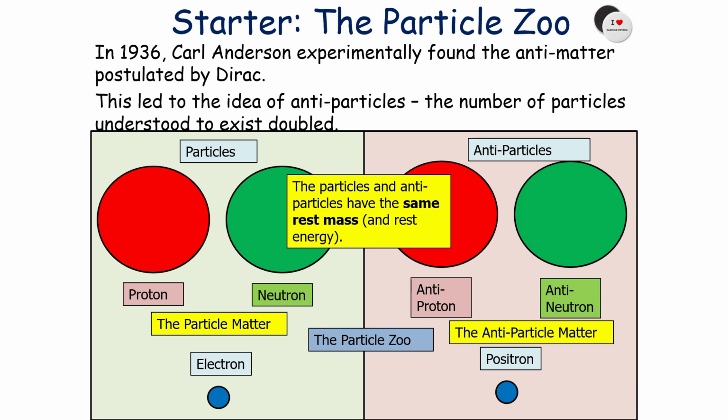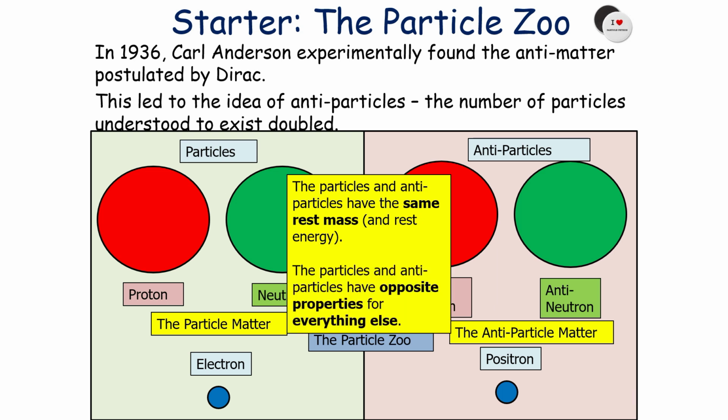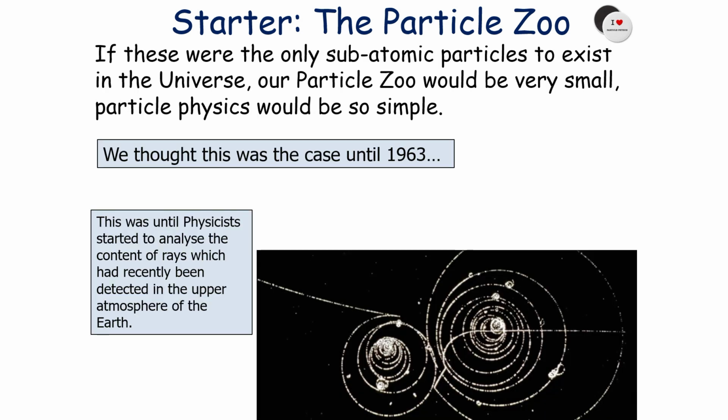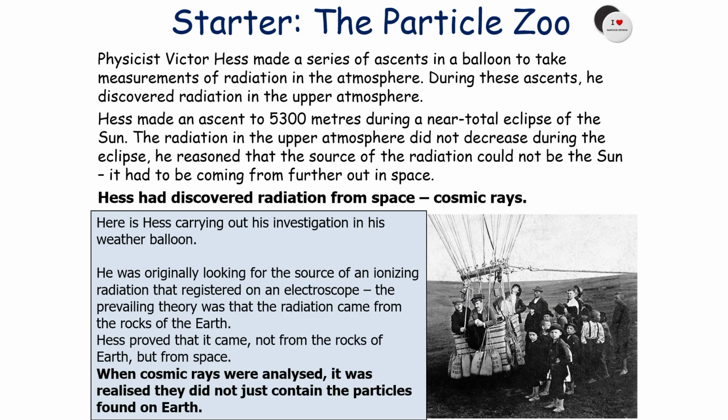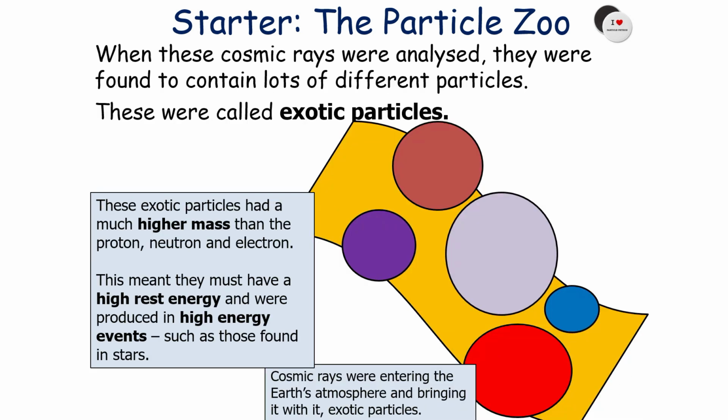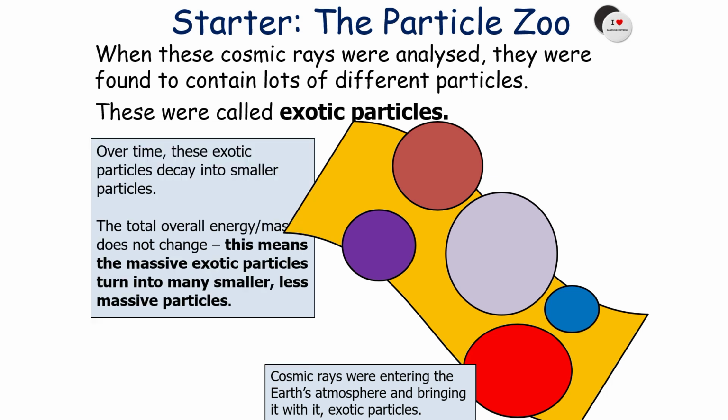Now, like we said, particles and antiparticles have the same rest mass and rest energy, but opposite properties for everything else. If they were the only subatomic particles to exist, our particle zoo would be very small. Now, what happened in 1963 is that when we looked through cosmic rays, we realised that there were lots and lots of different particles, which we called exotic particles. These exotic particles have a much higher mass than the proton, neutron and electron, so therefore they have a high rest energy and are produced in high energy events.